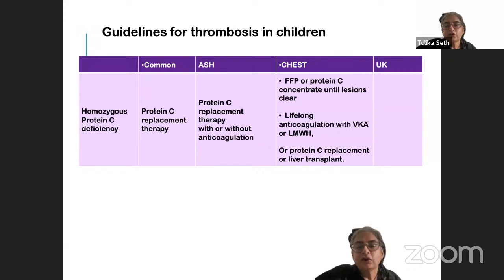They recommend lifelong anticoagulation with a vitamin K antagonist or low molecular weight heparin, or they say you can only give protein C replacement, which usually for us is not possible. And they also recommend a liver transplant. So in India, most of our patients would be on lifelong vitamin K antagonists, and the UK guidelines are similar to the CHEST guidelines.